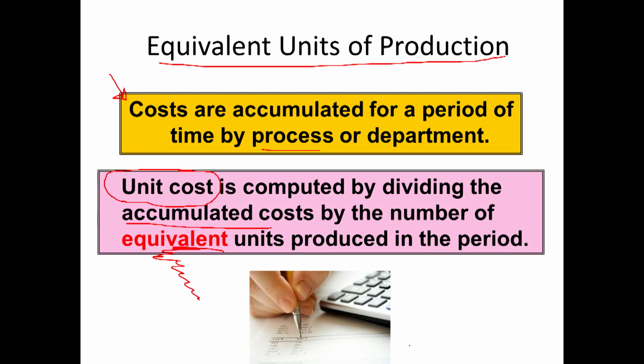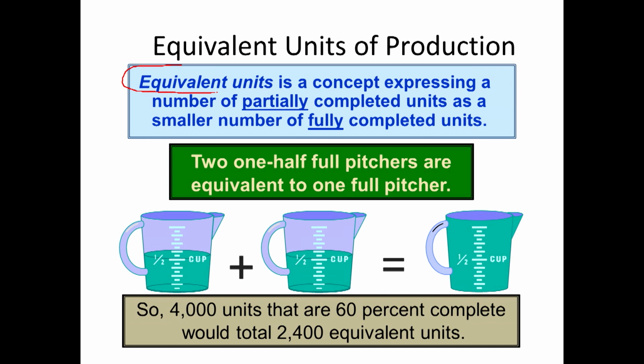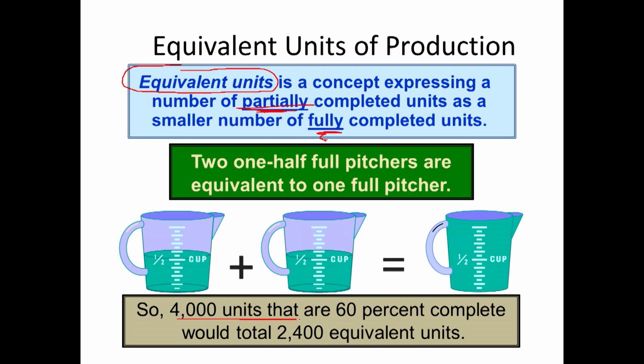Now, what is an equivalent unit? Equivalent units is a concept that expresses a number of partially completed units as a smaller number of fully completed units. So they give you an example of 2 1/2 full pitchers being equivalent to 1 full pitcher of water. That's pretty much math. So, 4,000 units that are 60% complete would total 2,400 equivalent units.